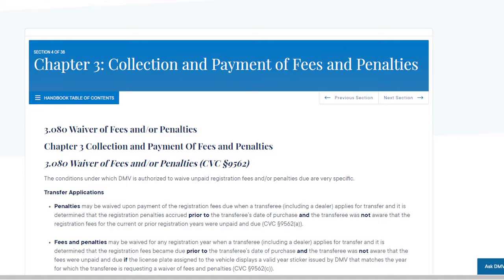Transfer applications. Penalties may be waived upon payment of the registration fees due when a transferee, including a dealer, applies for transfer and it was determined that the registration penalties occurred prior to the transferee's date of purchase and the transferee was not aware that the registration fees for the current or prior registration years were unpaid and due.